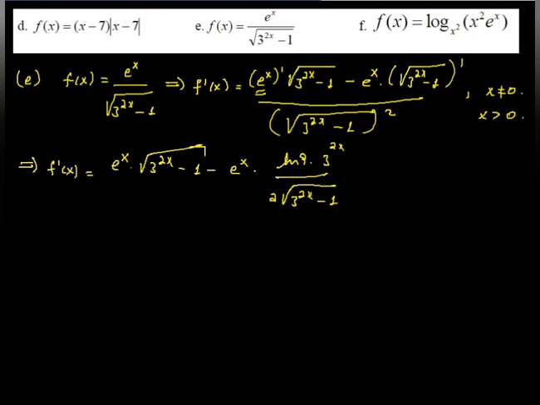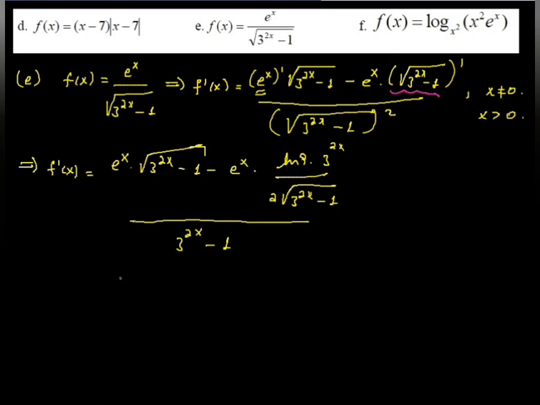So you have to check. I need you to see this because it requires its own calculation. So I got this over the squared value of the radical of 3 to the power of 2x minus 1, which means 3 to the power of 2x minus 1.